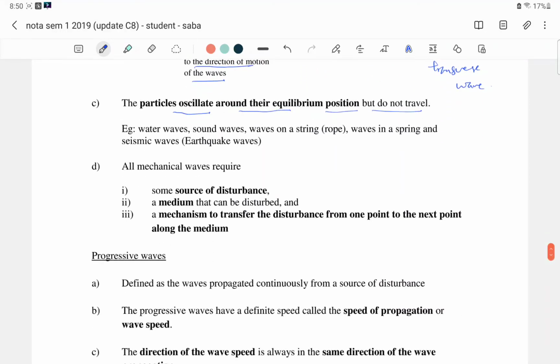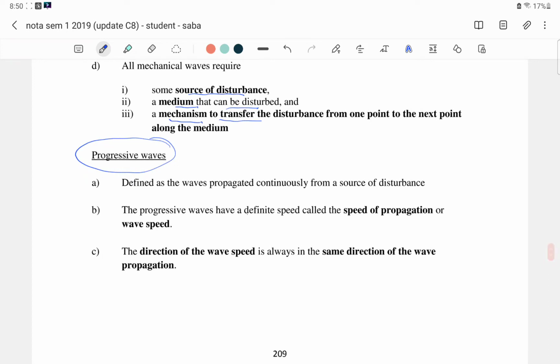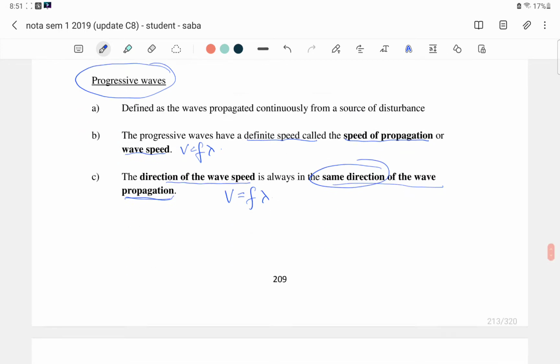Okay, all mechanical waves require some source of disturbance, a medium that can be disturbed, and a mechanism to transfer the disturbance from one point to the next point along the medium. Okay, so let's look at progressive wave first. It has a definite speed called the speed of propagation or wave speed. So we have v equal to f lambda. Direction of the wave speed is always the same as the direction of the wave propagation.